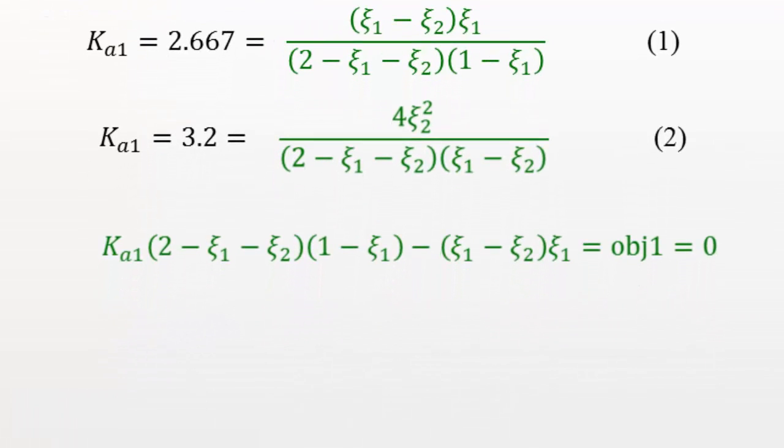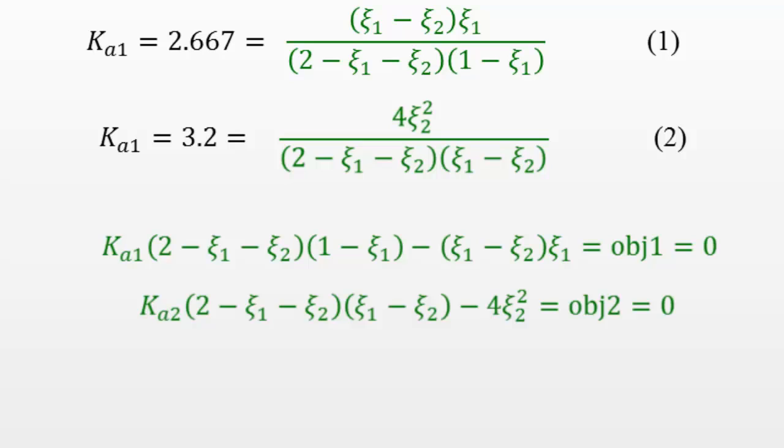I simply multiply across by the denominator and then move everything to one side, creating an objective function that should go to 0. I will call this obj1. I repeat the same type of manipulation for the second reaction, and I call that obj2. Here is the strategy that I will use for Excel. I will create a table with values for the equilibrium constants and for the reaction coordinate variables. I will enter a formula for obj1 and also for obj2, and then I'll solve.